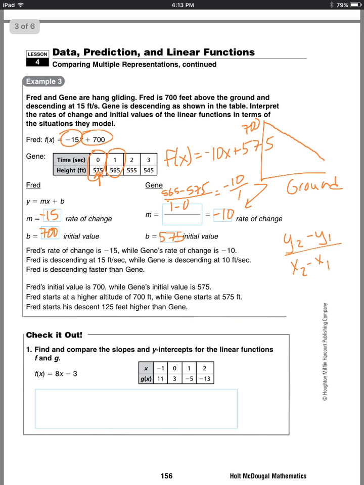Find and compare the slopes and y-intercepts of the linear functions f and g. This is f, this is g.